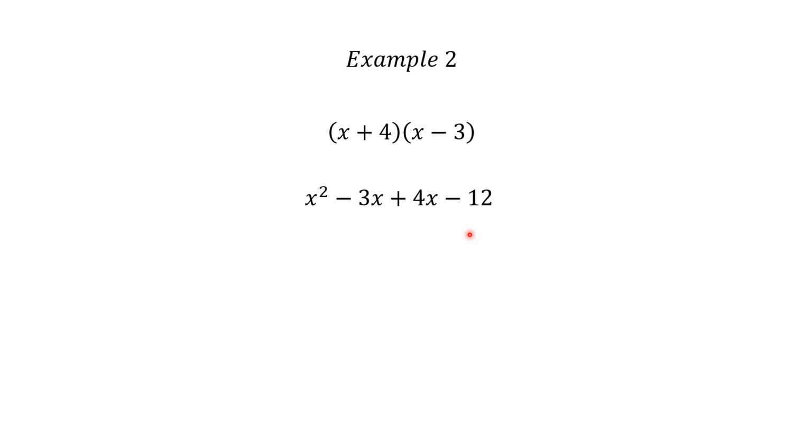So the final answer becomes, after collecting the like terms, the like terms in this expression are minus 3x and 4x. If you add the two, you should get an answer. So the final answer becomes x squared plus x minus 12, because minus 3x plus 4x gives us plus x.